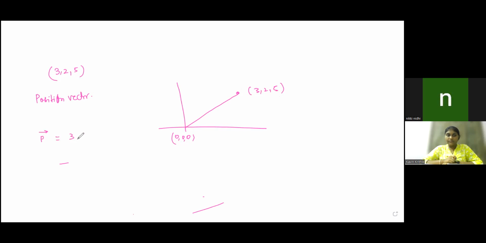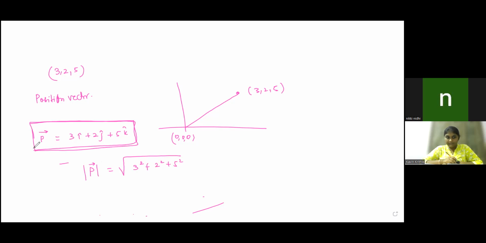Position vector, let's call it P vector. P vector will be 3i cap plus 2j cap plus 5k cap. This is the vector in coordinate form. If they ask you what is the magnitude of this P vector, it will be root over 3 square plus 2 square plus 5 square. This is one way of writing a vector. Did you understand? Yes, sir.